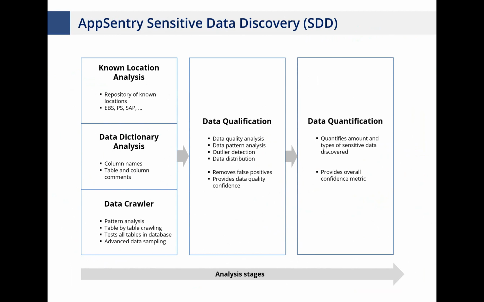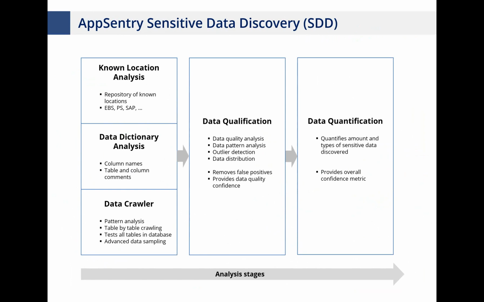So to give you an example of how this process should work and the complexity around it, I'll walk you through what our AppSentry tool does. It has a number of different stages that analyze the data and then pass off the data to each additional stage. When we're looking for sensitive data, AppSentry starts out with a repository that we have for the common applications: E-Business Suite, PeopleSoft, SAP. We know about 4 other applications. So we start off there.